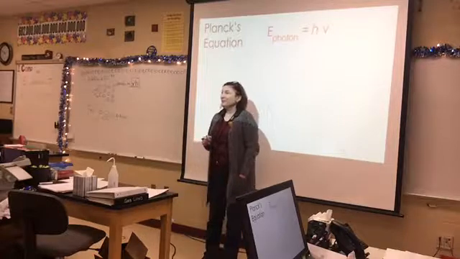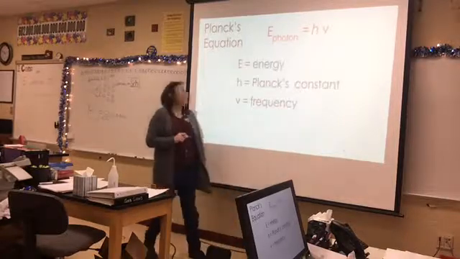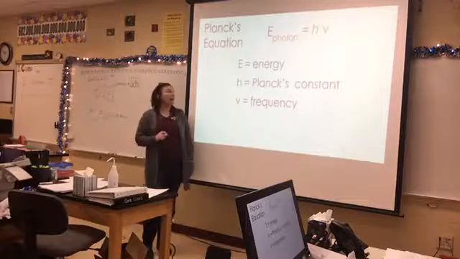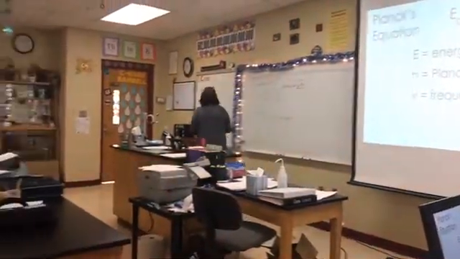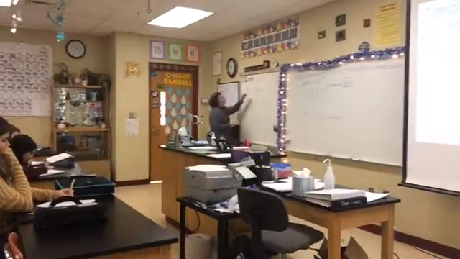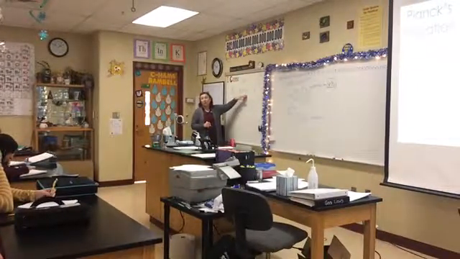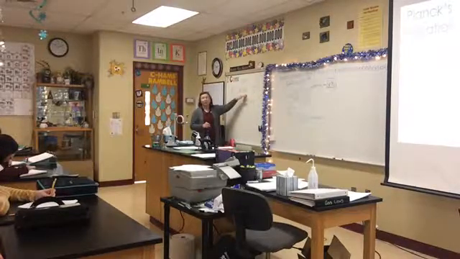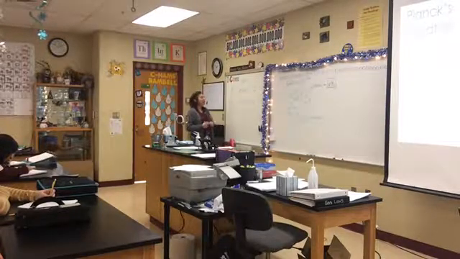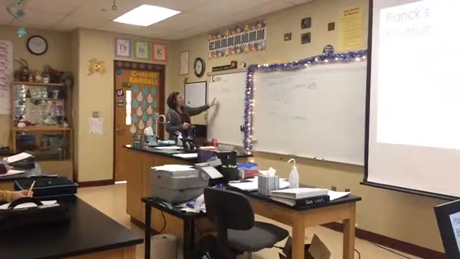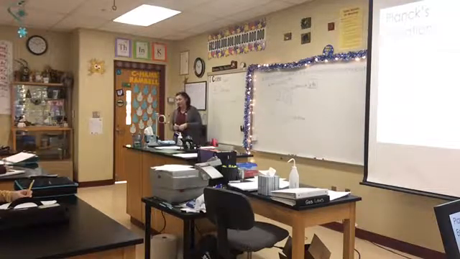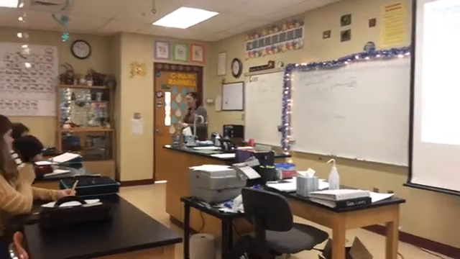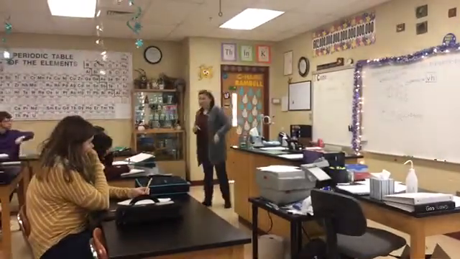Okay? So energy, Planck's constant, and frequency. Those are the parts of Planck's equation. Now, energy is measured in joules. Joules is the guy who came up with energy, and it's capital J. Planck's constant is joules times seconds. That's its unit, joules times second, J dot S. Does that make sense? Yes? Okay.